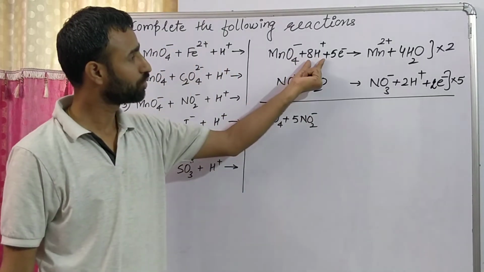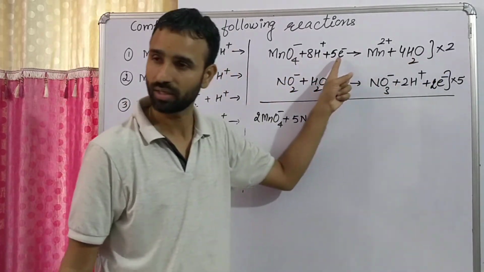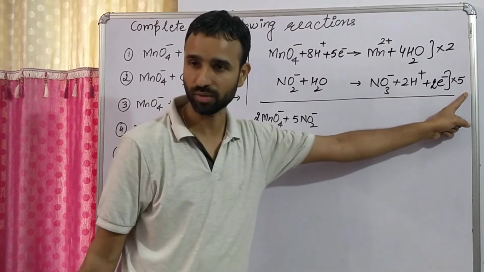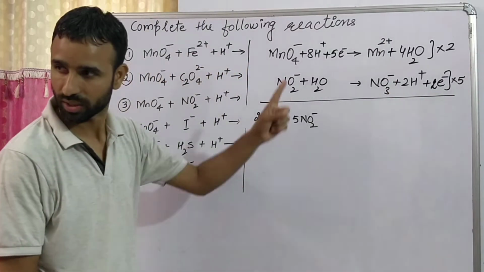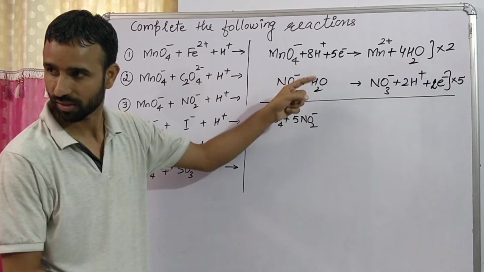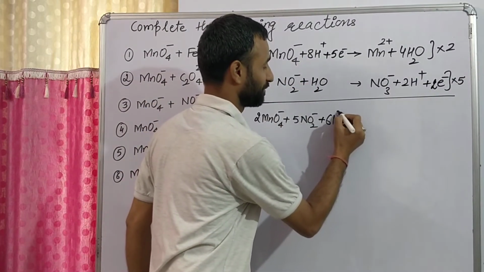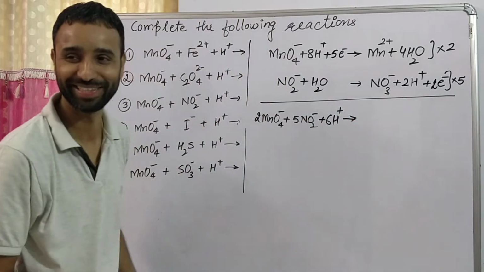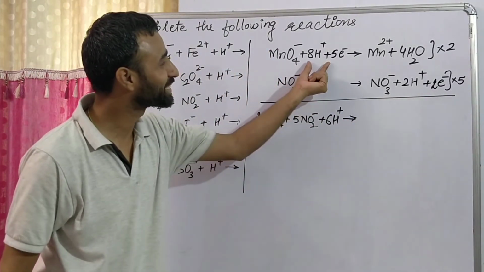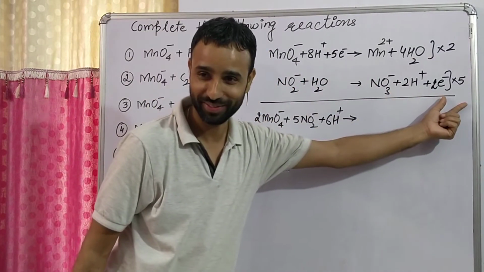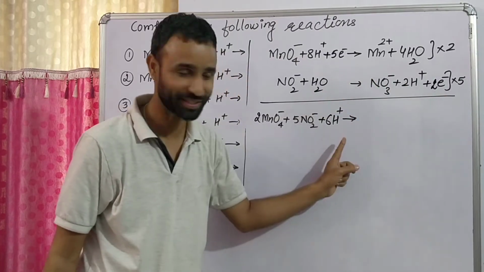Now come to H plus. 16 H plus and 10 H plus. This side has excess of H plus. How many? Six. Very good. This time subtraction: 16 plus and 10 plus. So 6 H plus.